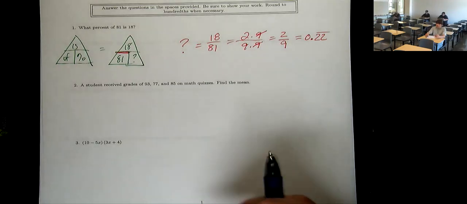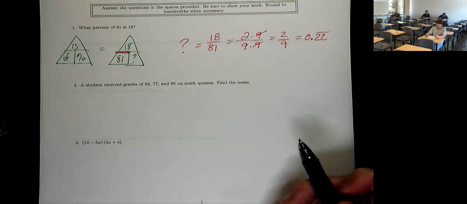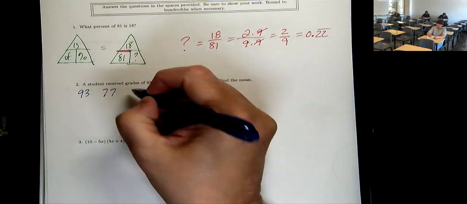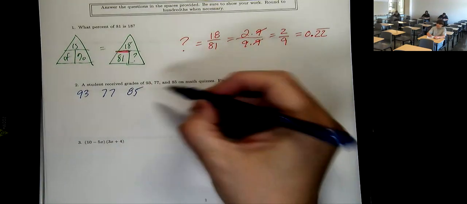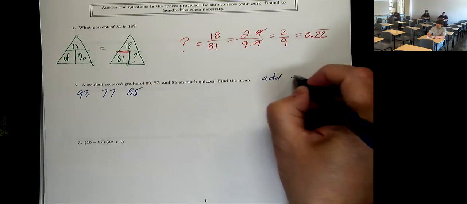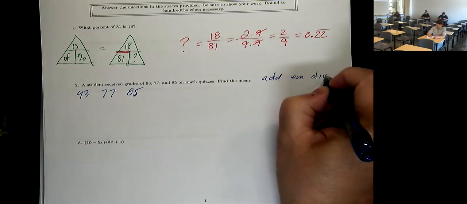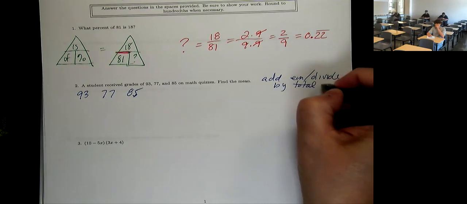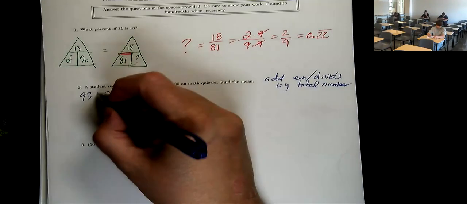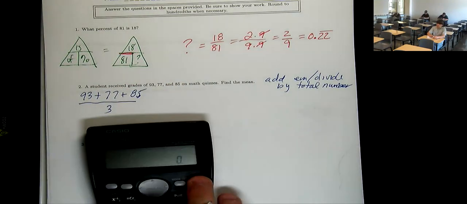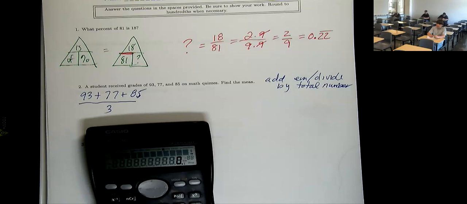All right. And next one says the student received grades of 93, 77, and 85, on math quizzes, find the mean. The mean is add them up and divide by the total number. So I will add these up and I will divide by the total number. I recommend doing this in steps. Just do the adding first.